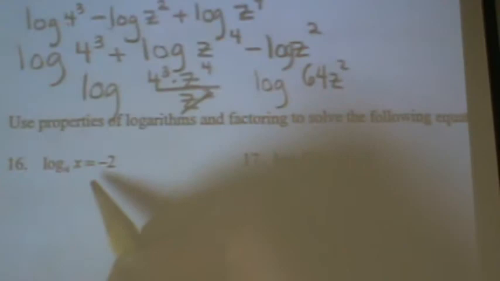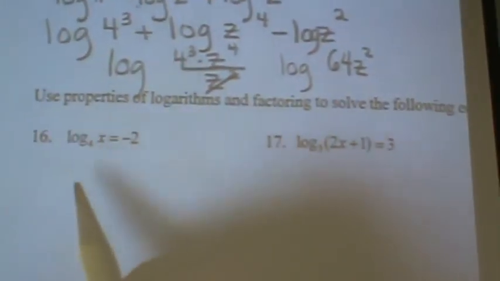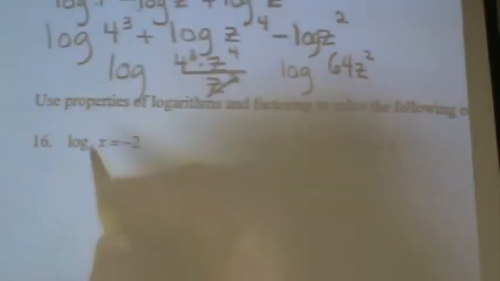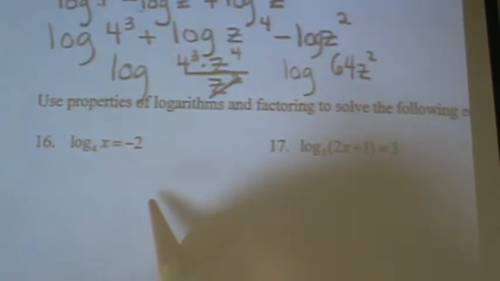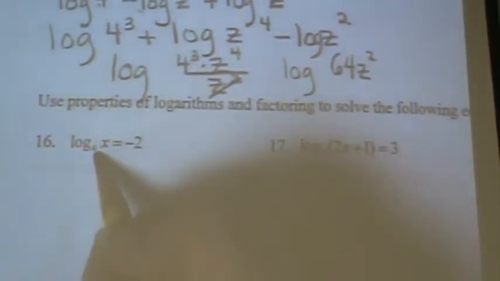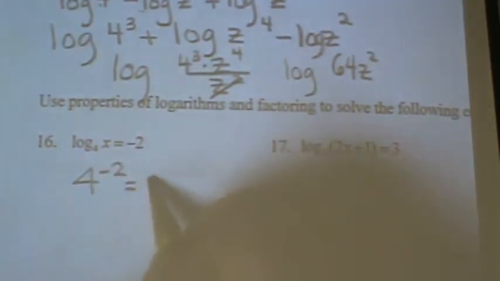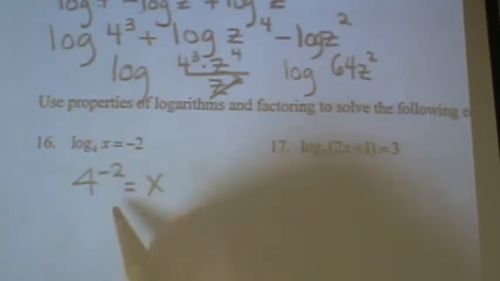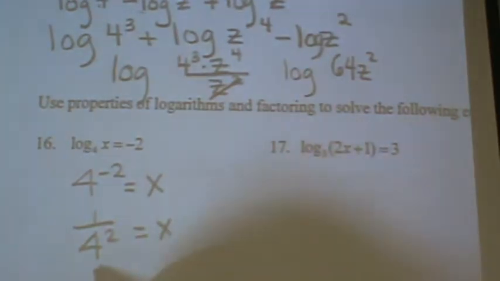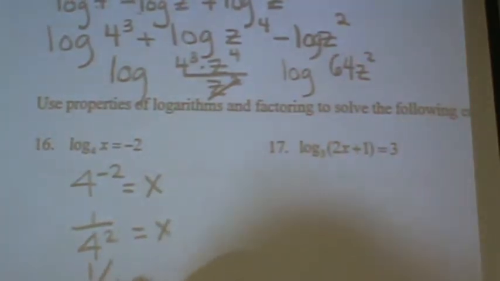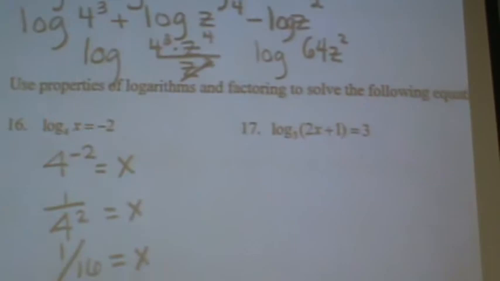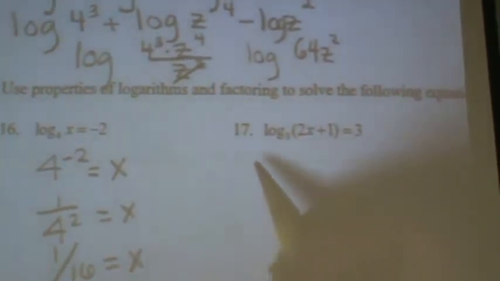Number 16, how do I solve this one? Let's go fast. How do I solve 16? Quick. What is 4 to the negative 2 power? 1 over 16. Good. That's easy. Okay, how about the next one?